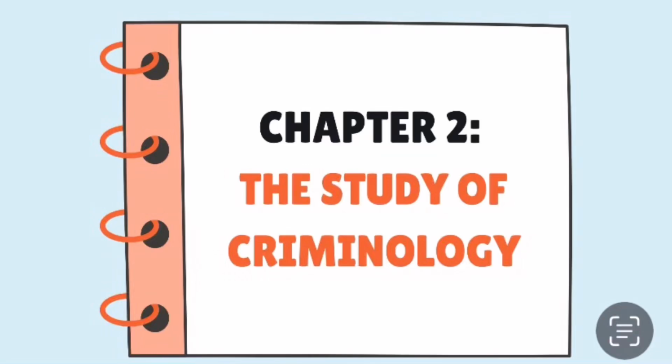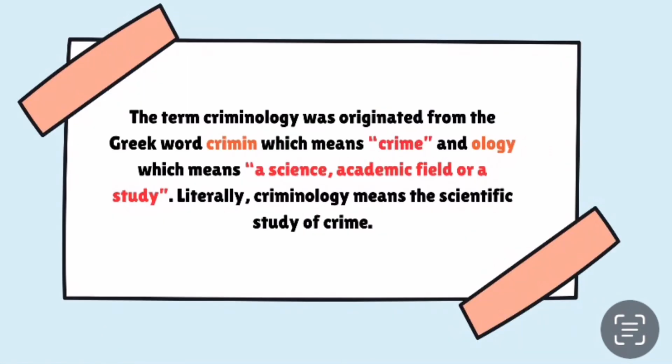Chapter 2, the study of criminology. First slide. The term criminology originated from the Greek word krimin, which means crime, and ology, which means a science, academic field, or a study. Literally, criminology is the scientific study of crime.